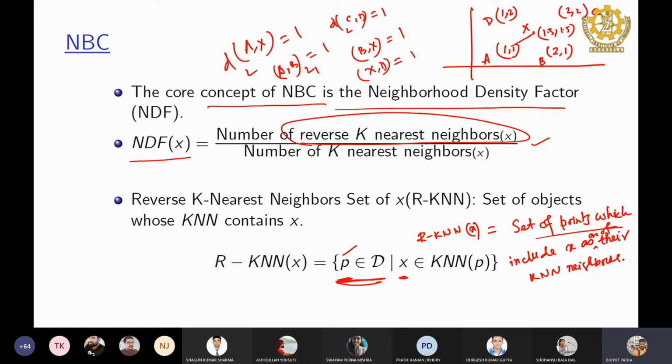Now what will be the reverse k nearest neighbor of X? What you have to check is whether X has been included as a nearest neighbor of a point. Let's take this point D. What will be its nearest neighbors? Let's say k value is 2. What is the distance from D to X? That is 1. What is the distance from D to A? That is 1. What is the distance from D to C? That is 1. So all distances are the same.